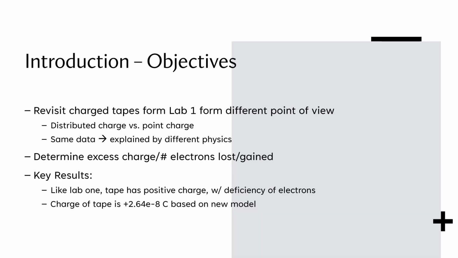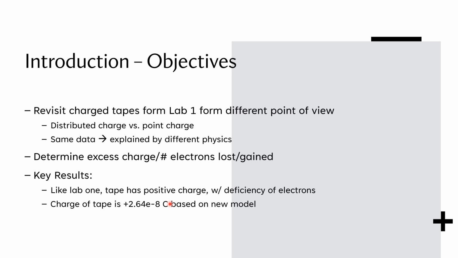So, an introduction to this lab: the objectives are to revisit the charge shapes from lab 1 from a different point of view, treating the tape as having distributed charge versus two point charges. It's the same experimental data, but it's explained by different physics, and this leads to a different total charge on the tape. And still, the goal is to determine the excess charge and number of electrons lost or gained.